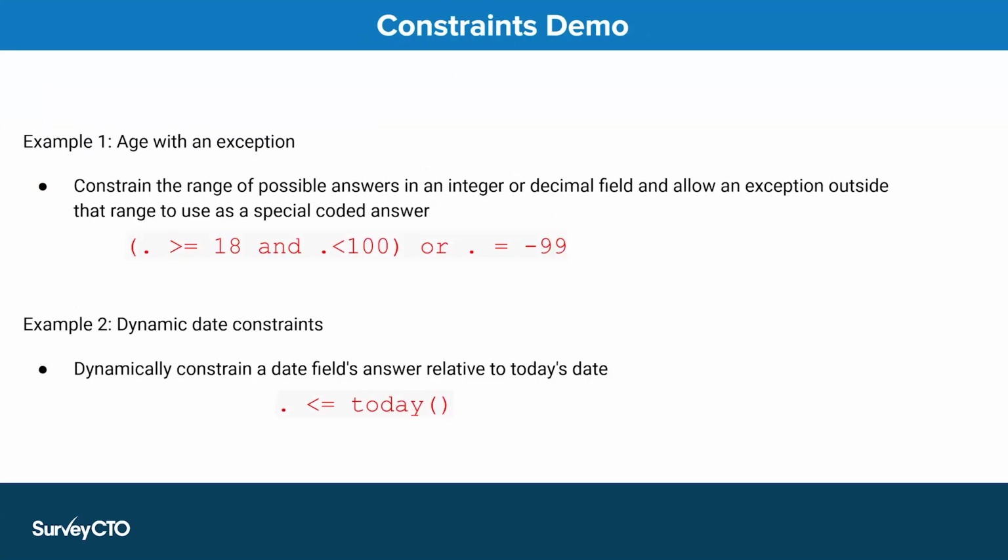A couple of examples of constraints you can see here: age with an exception that we discussed before. You can add a constraint that will limit the response between certain values, and then you can have an exception like -99 in this case, representing don't know or if the respondent refuses to answer. And the second example is dynamic date constraints, which dynamically constrain a date field's answer relative to today's date. I will cover these two examples in a live demo.